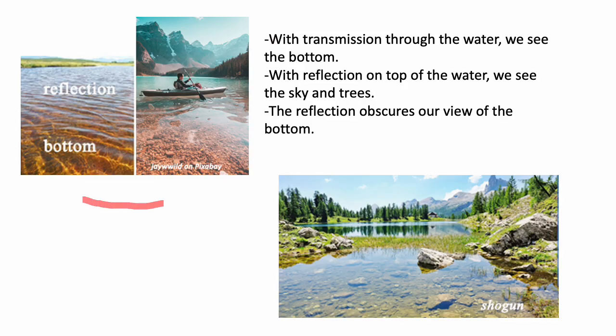Transmission and reflection affect how we see a lake. If we look straight down, almost perpendicular to the water surface, the light goes through the water, so we see the rocks at the bottom. But when we look further out toward the horizon, so we're looking at the surface from a smaller angle, the water surface turns into a mirror and we see a reflection instead. And this reflection lies on the surface of the water, so it obscures our view of the bottom.